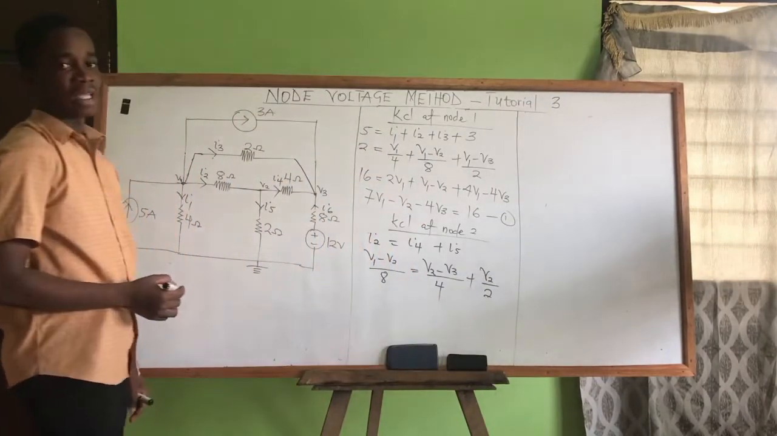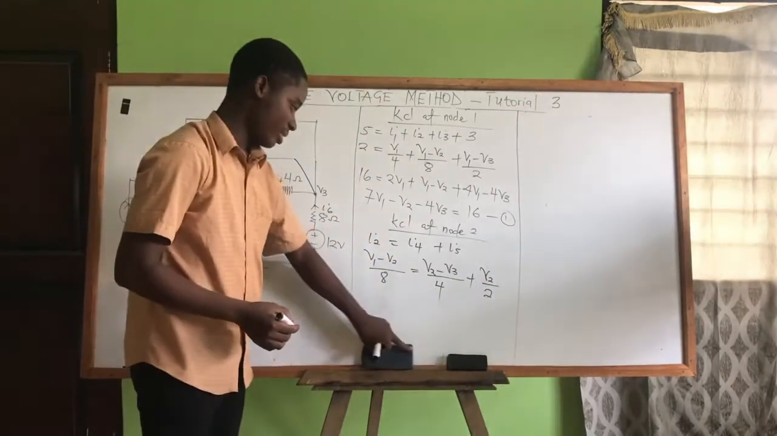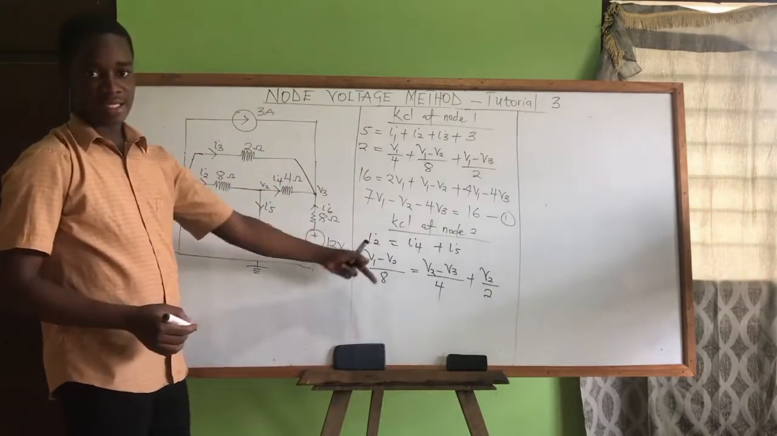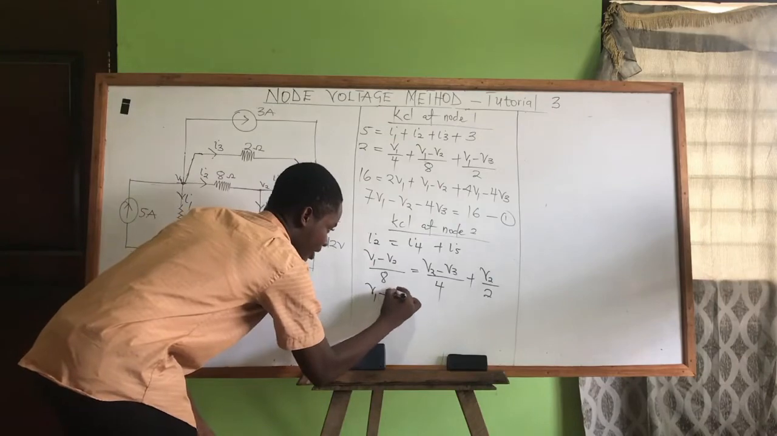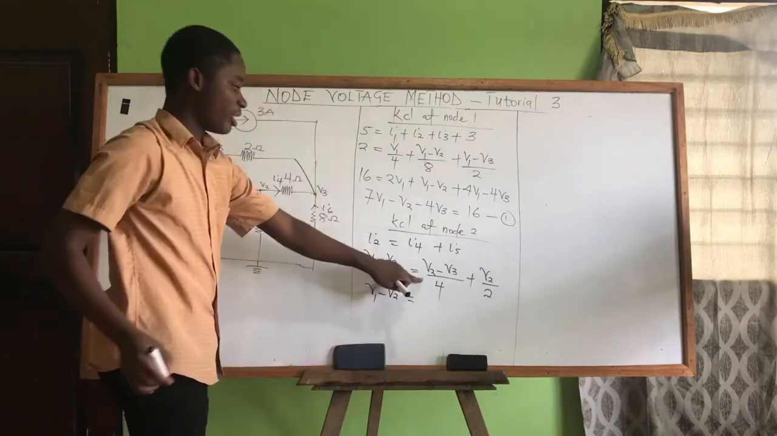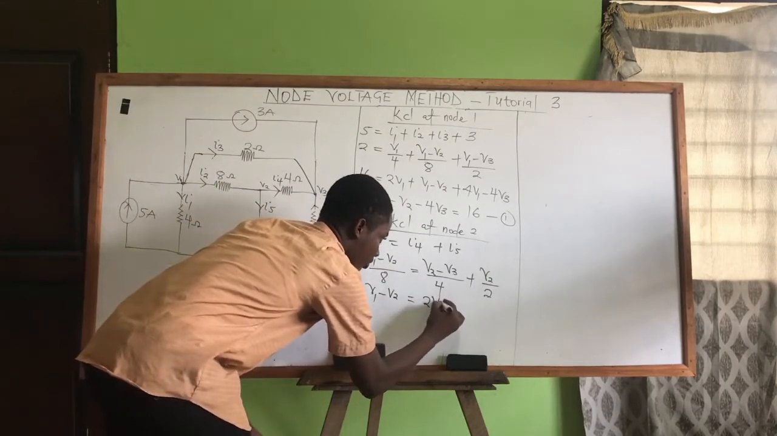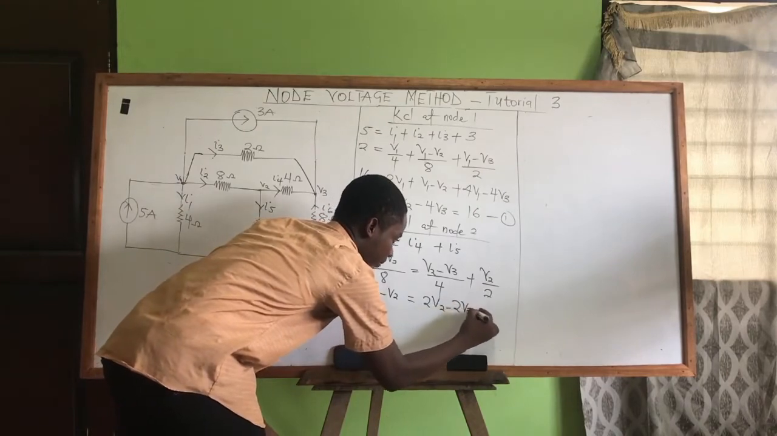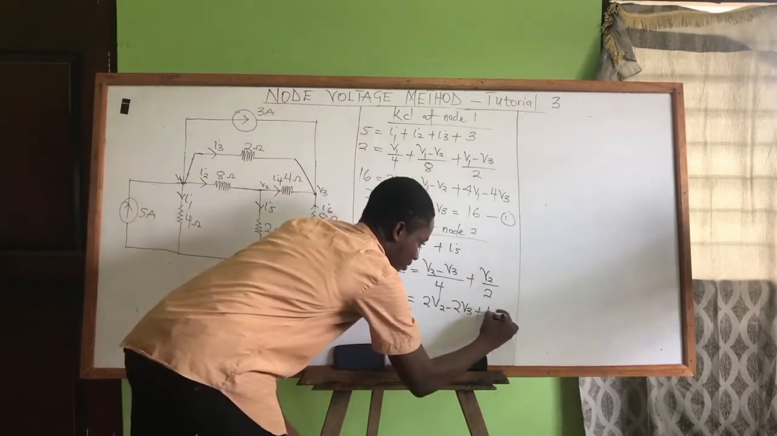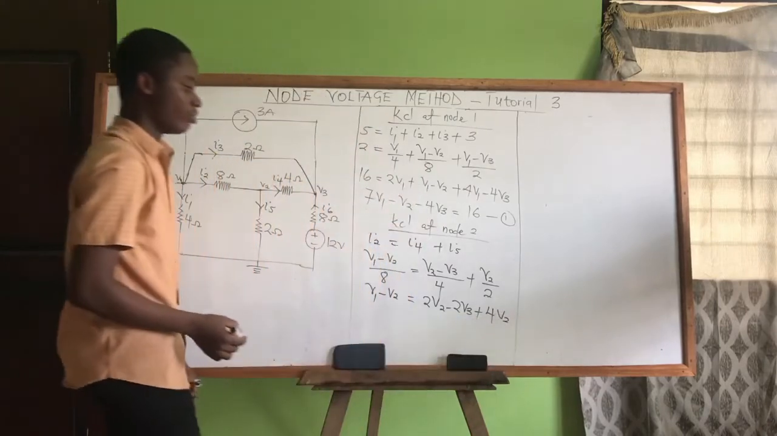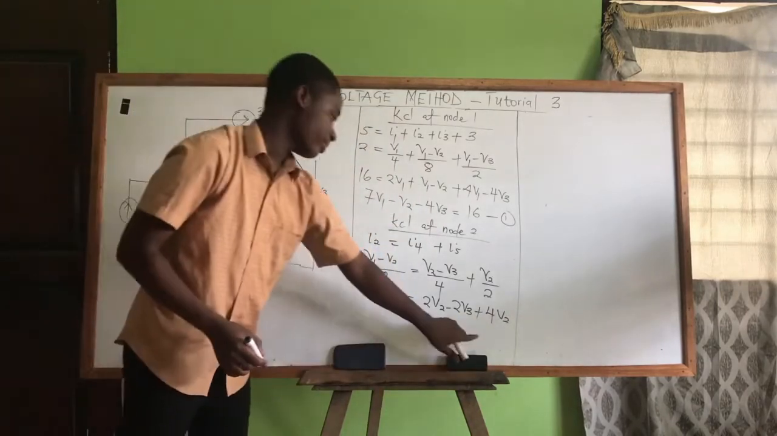2. Now let's multiply through by what? The LCM. So we can use 8 as the LCM here. So this multiplied by 8 is giving us V1 minus V2. This multiplied by 8 is giving us 2V2 minus 2V3. This multiplied by 8 is giving us what? 4V2.